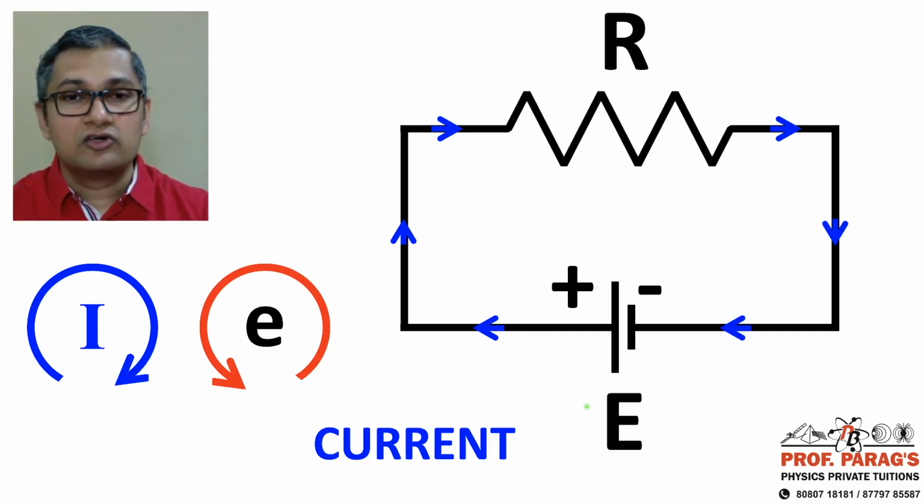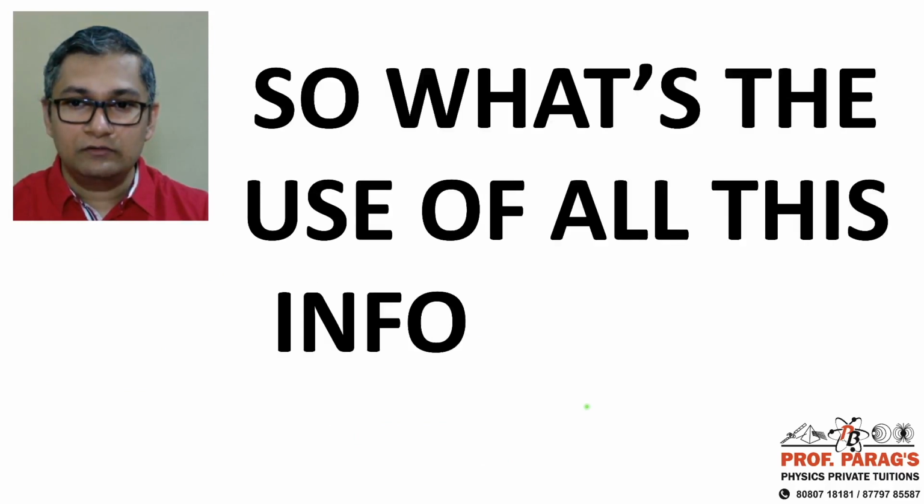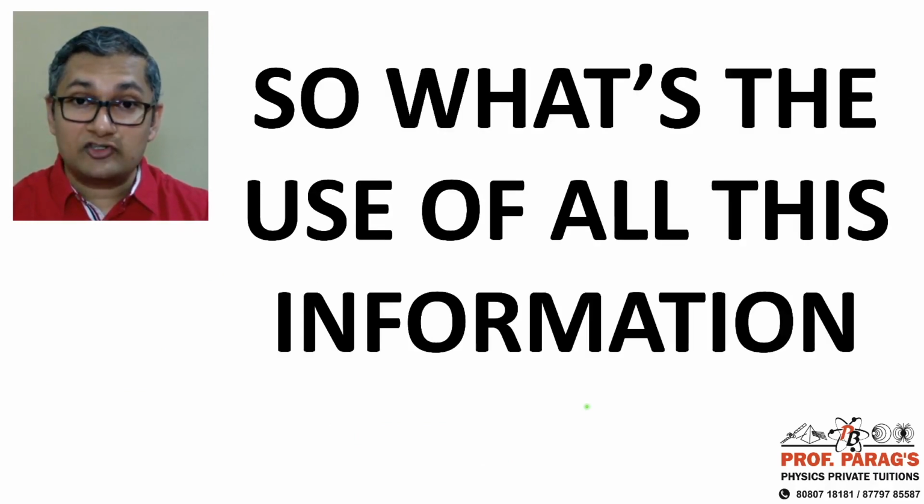And henceforward, stop talking about the electrons. Just talk about this word current. So what is it in reality that actually flows from the positive of the cell to the negative of the cell? The answer is, it's nothing. It is nothing that actually flows. So it's the current which is flowing from negative to positive. Okay, so what's the use of all this information that we are getting here? Is it of any practical use?